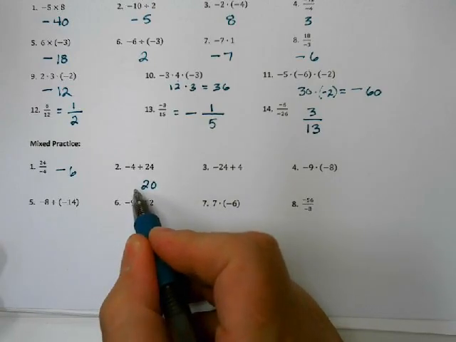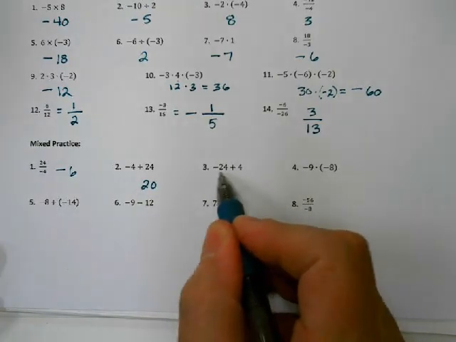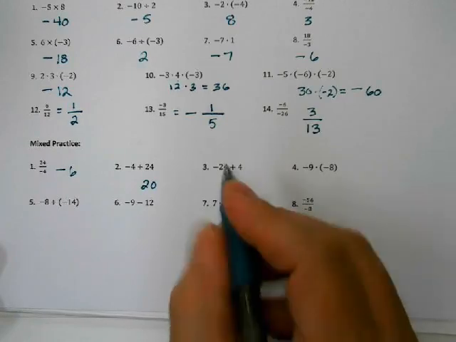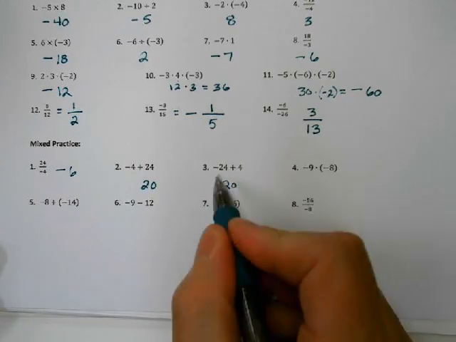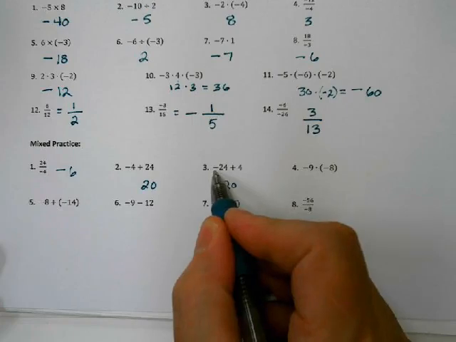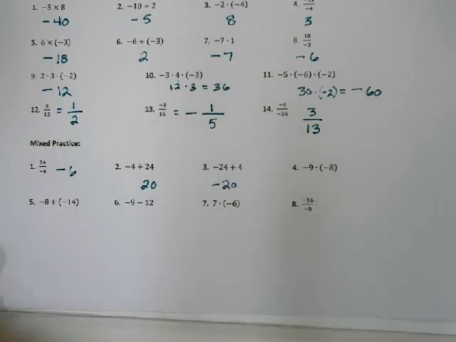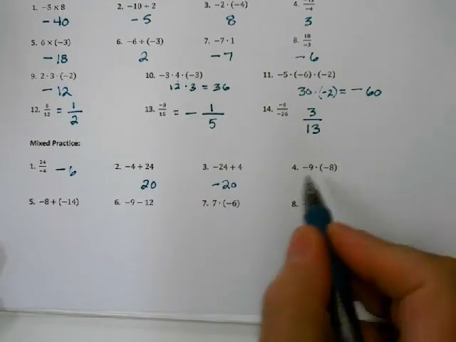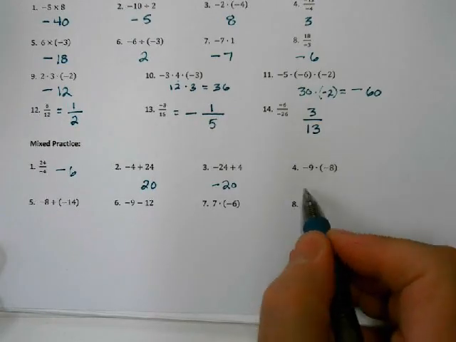Different signs. I subtract them. 24 minus 4 is 20. 24 was the biggest one. It was negative, so this is negative 20. Multiplication. Same sign. It's even. 9 times 8 is 72.